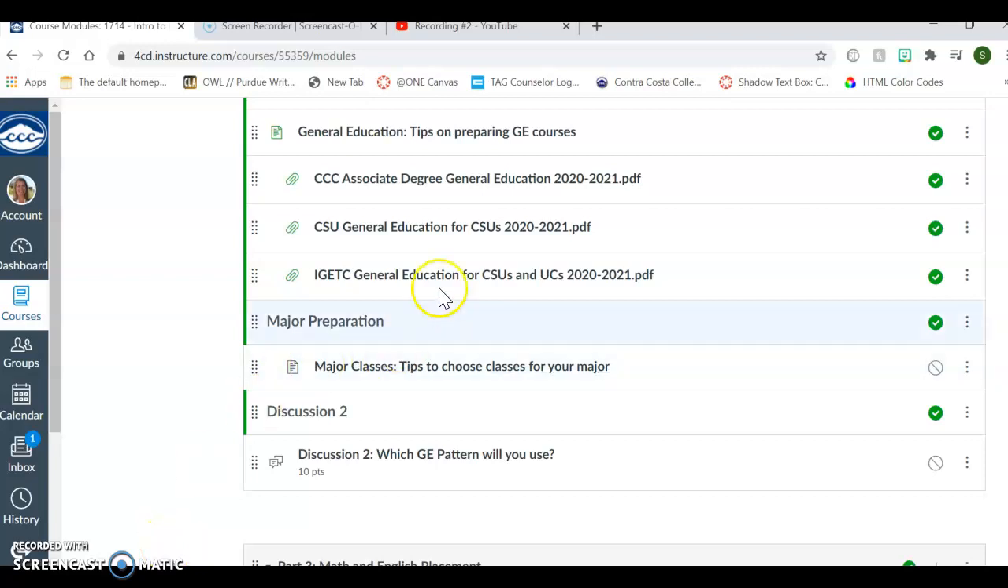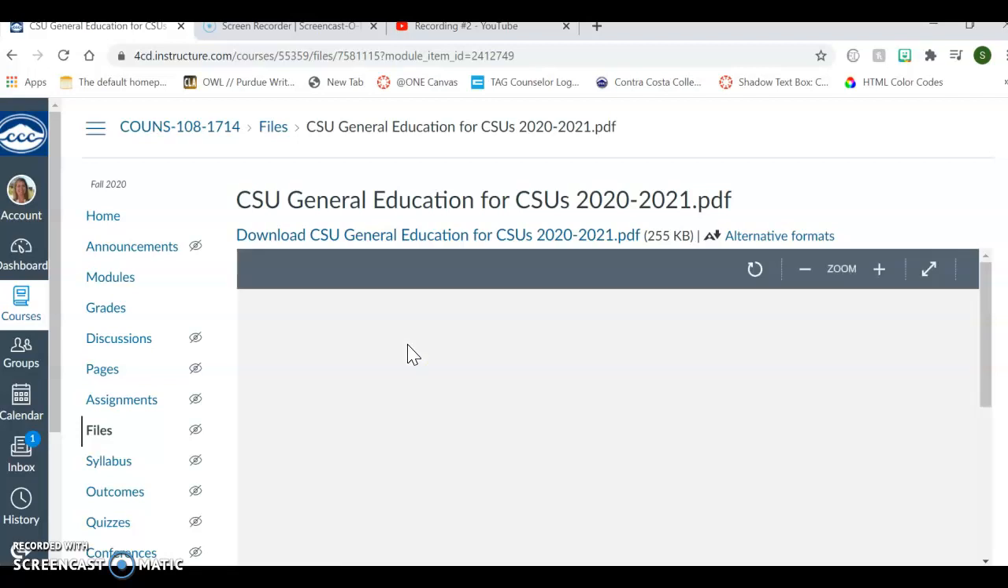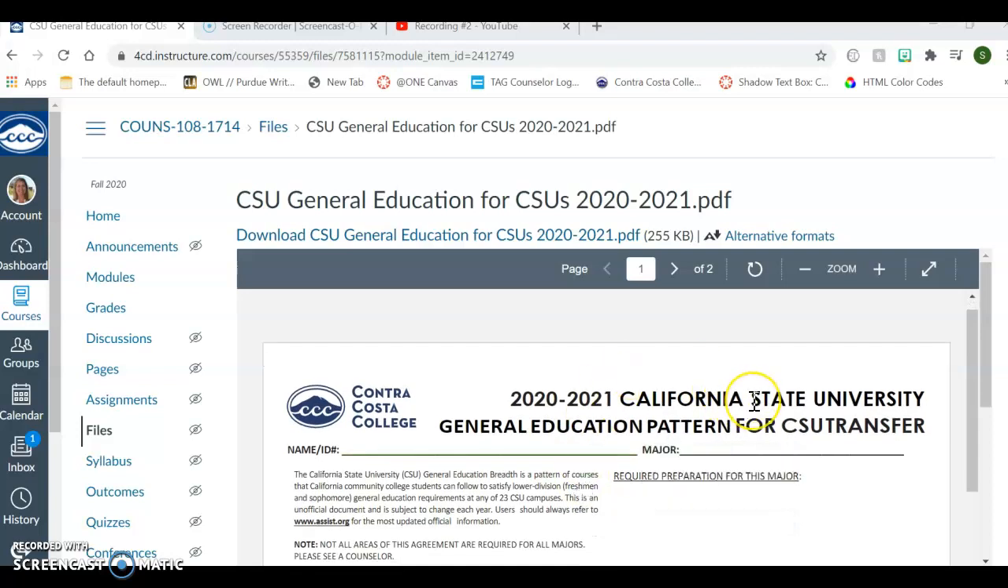Next up, let's take a look at the CSU General Education for CSUs. This pattern can be used for both the CSUs and also the Contra Costa College associate's degree. If you are planning to transfer to a Cal State university such as San Francisco State, Cal State East Bay, Sac State, San Jose, this is the general education pattern that you can use. You also can obtain an associate's degree with this pattern as well.